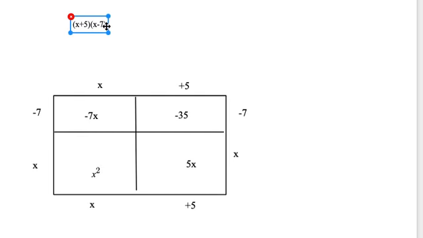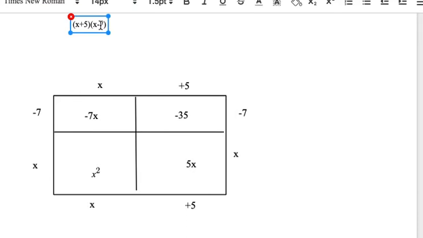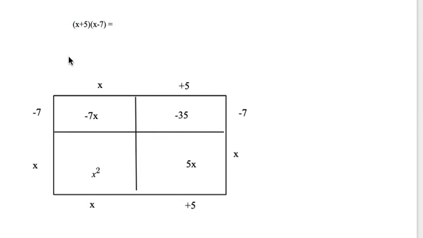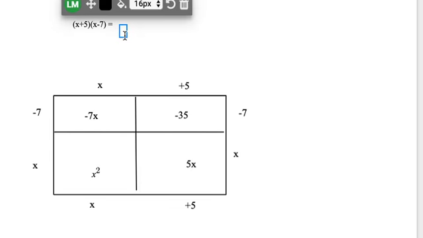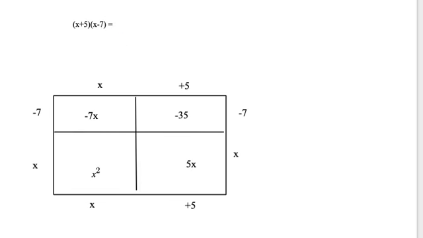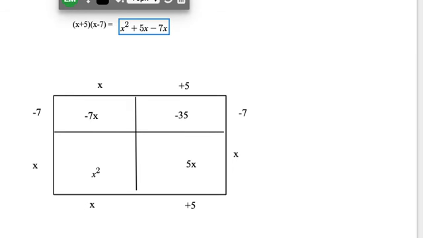Now when I go ahead and write that as its sum, it's the sum of those 4 parts. So that is going to be x squared plus the 5x plus the negative 7x, which I can just put as minus 7x, minus the 35.